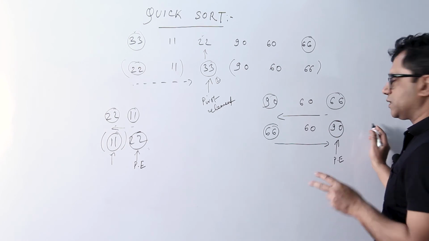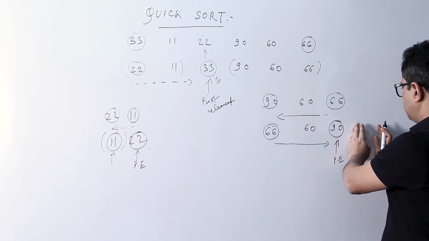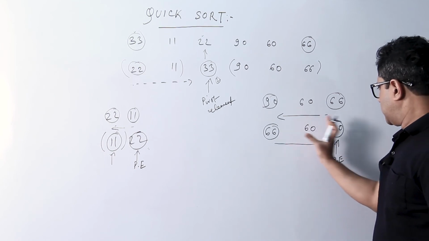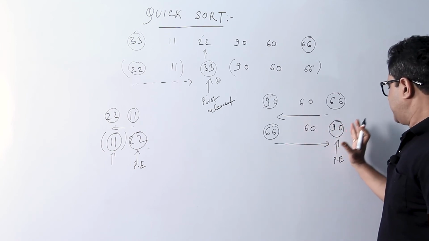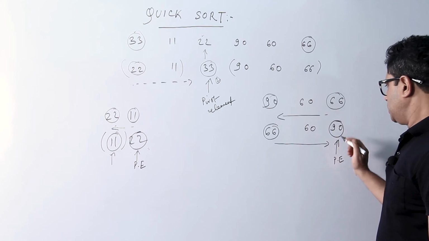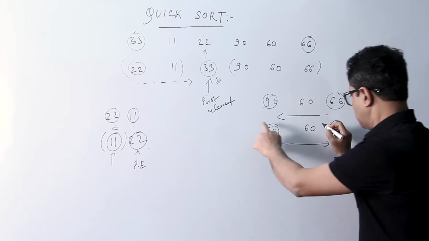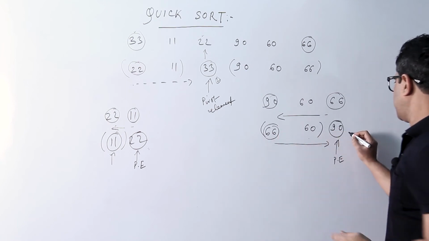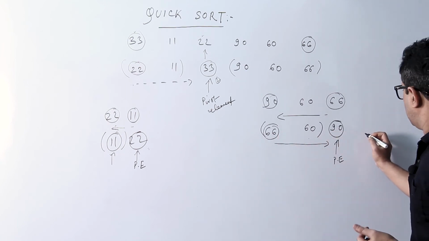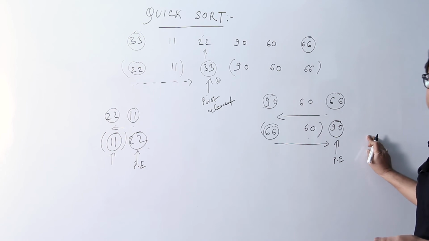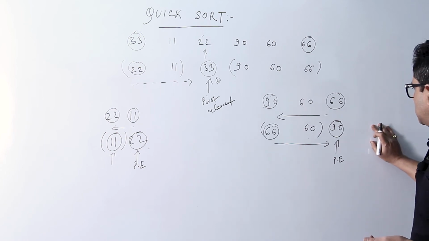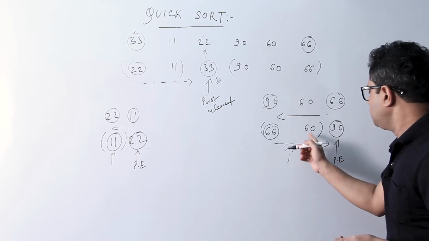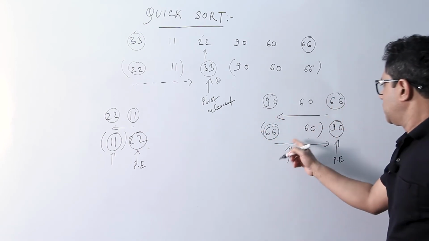After which we see that this pivot element has been placed in its proper position, with a left sublist containing two elements, 66 and 60, and a right sublist containing no elements, that is an empty right sublist. Now nothing is to be done for the right hand side, but we have to perform the same algorithm for these two values separately.